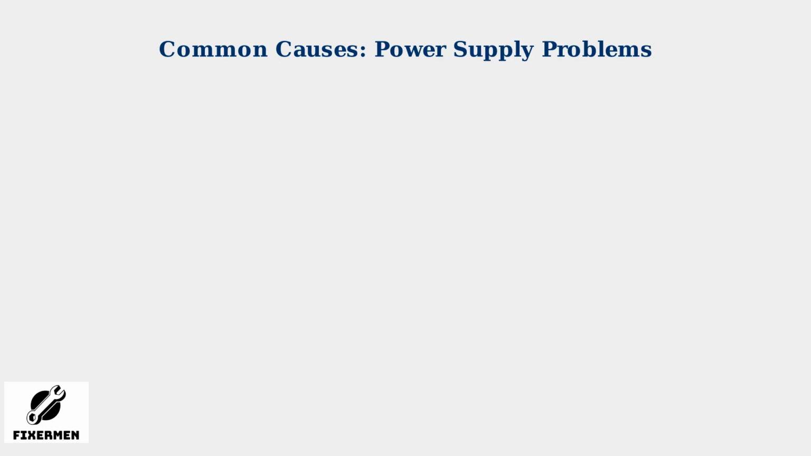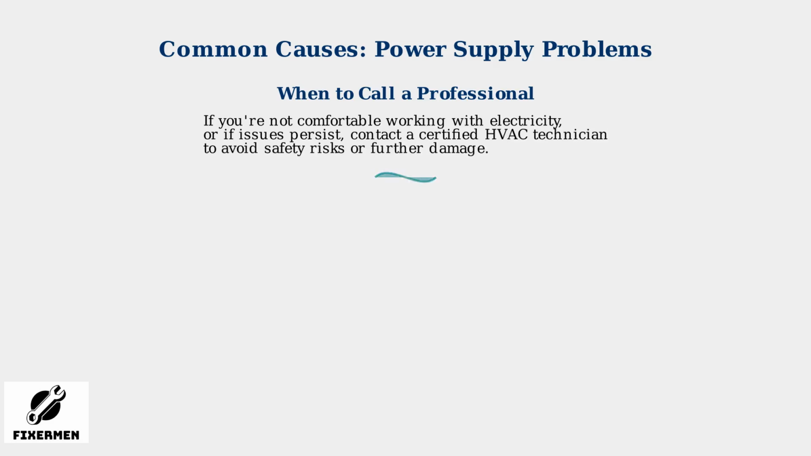Set it to measure AC voltage and probe the terminals. Normal household circuits should read around 120 volts. Working with electricity can be dangerous. If you're not experienced with electrical systems, or if the problem persists after basic checks, always call a professional HVAC technician to diagnose and repair the issue safely.